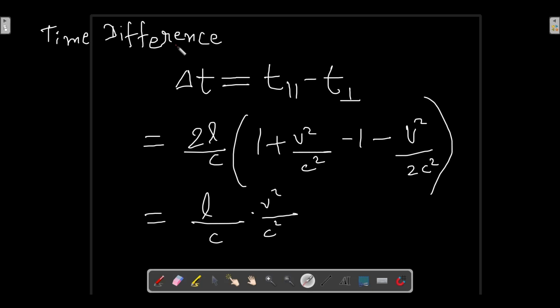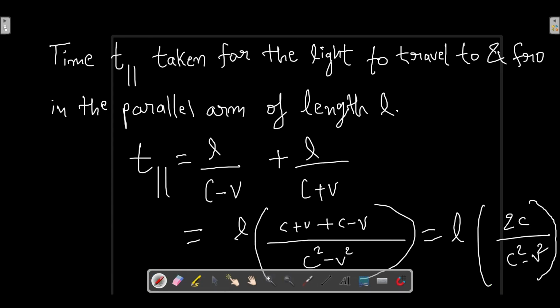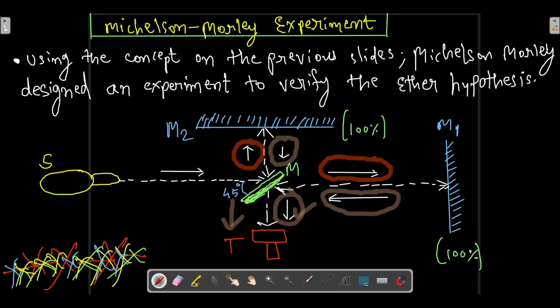So the time difference will be t parallel minus t perpendicular. I already told you, for the apparatus shown in the figure, when the light rays together travel in the downward direction towards the telescope, that particular time will be common for both the rays.